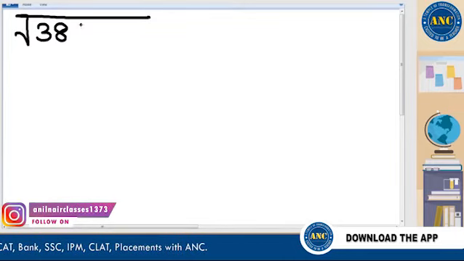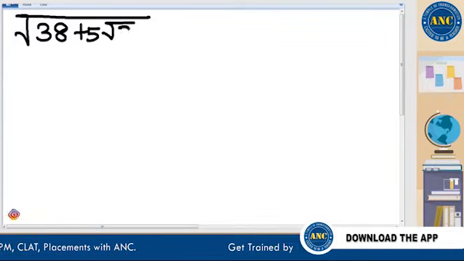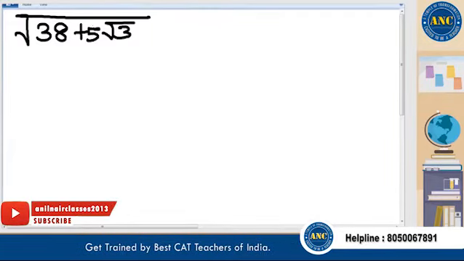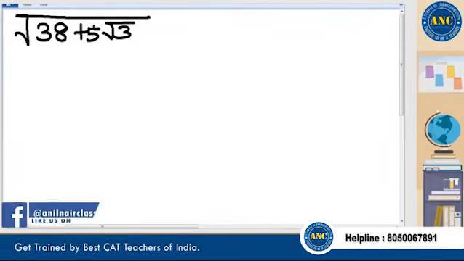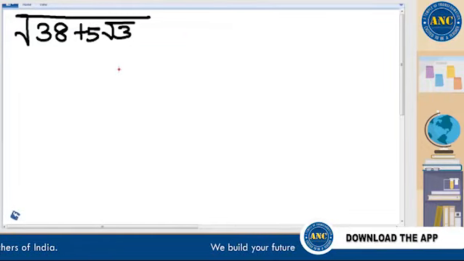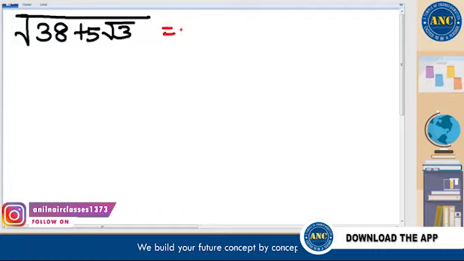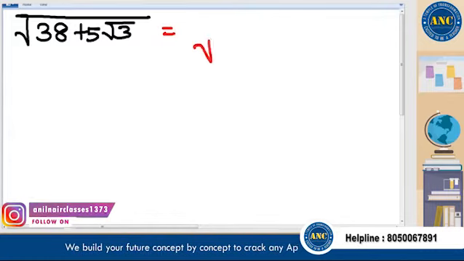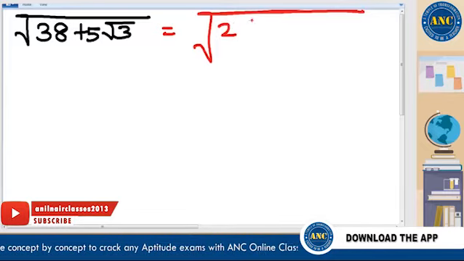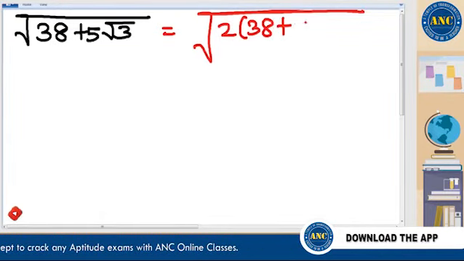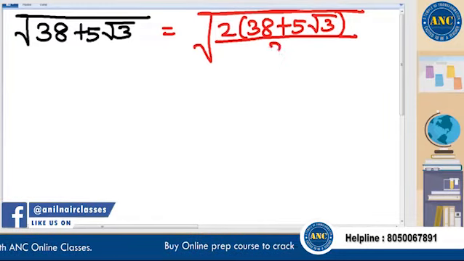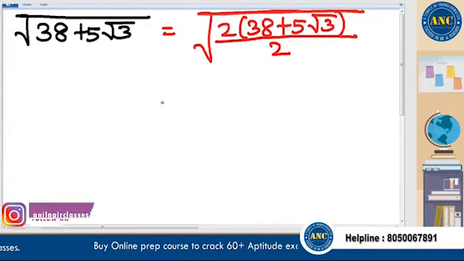root 38 plus 5 root 3. Now, this 5 is there here, but I don't have 2 into something. Because I don't have 2 into something, I will make use of that number 2 into something. That means, I will multiply the entire numerator with 2. So, one problem I am writing step by step: 2 times of 38 plus 5 root 3. I will also divide by 2.